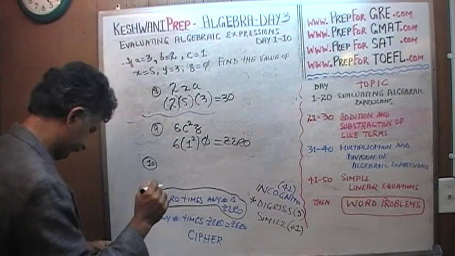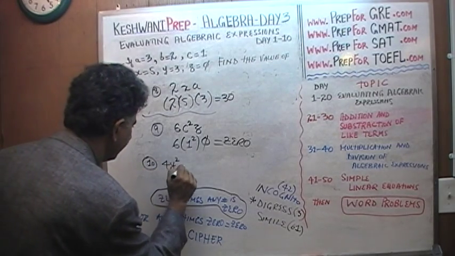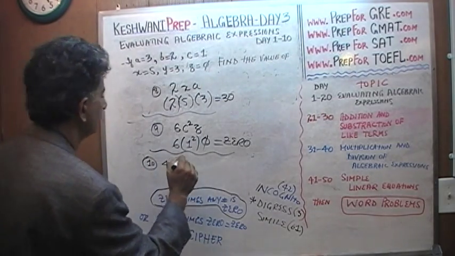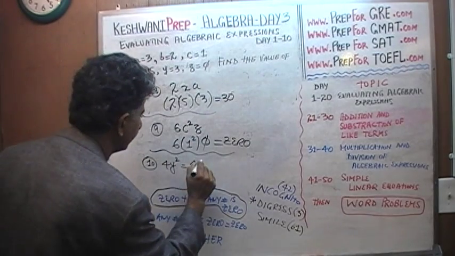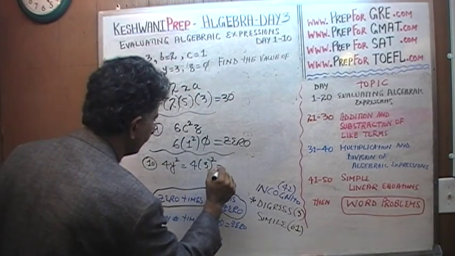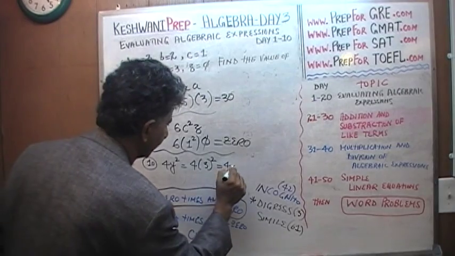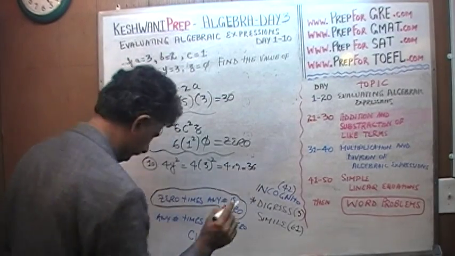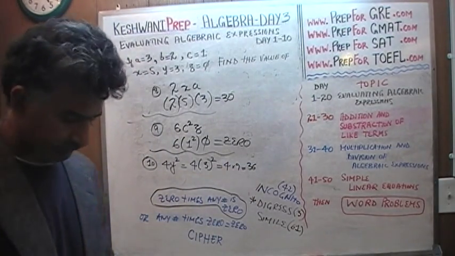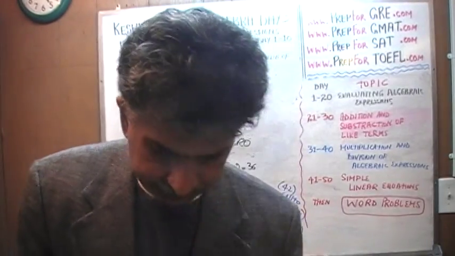Number 10, 4y squared. 4y squared, y is 3. So 4 times 3 squared, which is 9, which is 36. That's it. That's the end of number 10. And that's the end of our lesson for today.